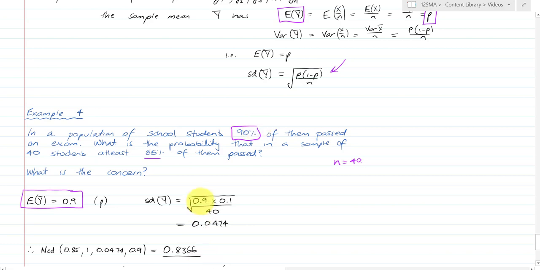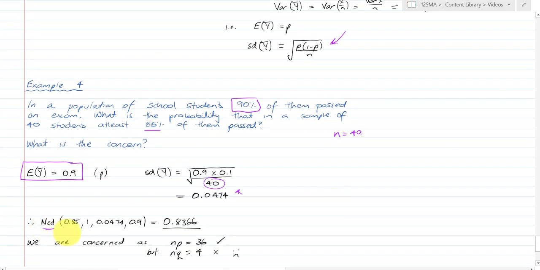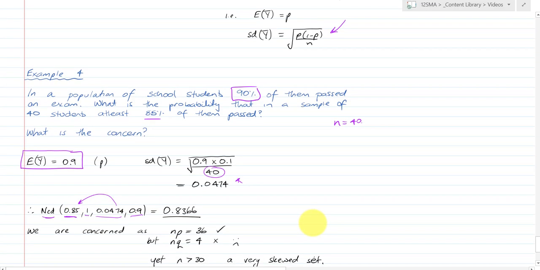My standard deviation is just the square root of p times q over 40. And that sample size again, as that increases, it decreases my standard deviation. So I get a fairly low standard deviation. And then it's just an NCD question again. 85% is my lower bound, 1 is my upper bound. There's my standard deviation, there's my mean, and I get 83.66%, which is what I expected because 0.85 is about 1 standard deviation below the mean. So I'm fairly happy with that.